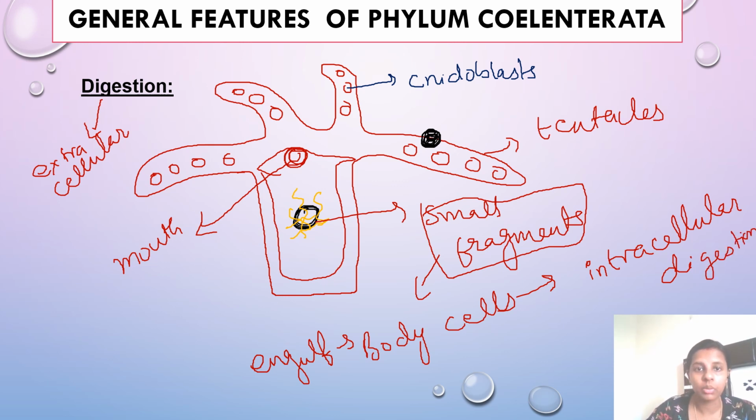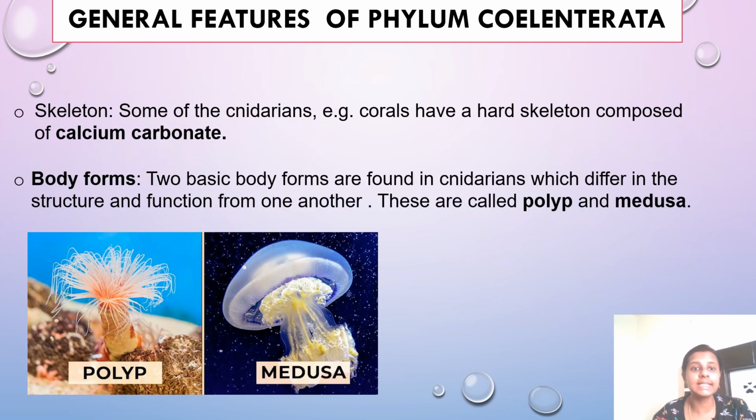Okay. Now what will happen next? There is a huge debate about what type of digestion the Coelenterata or the Cnidarians will do. The very common, very easy answer will be both. First, they will do the extracellular digestion, then they will do the intracellular digestion. Please remember that.